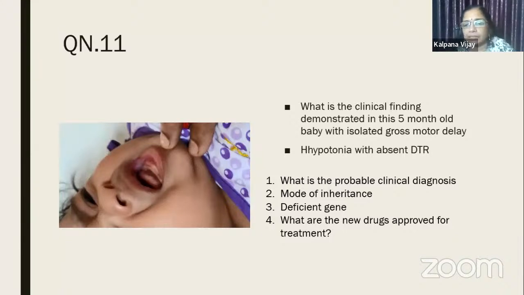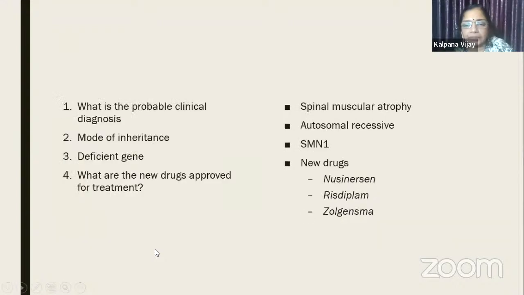What are the new drugs? They are written: nusinersen, risdiplam and Zolgensma. So what are these drugs? Nusinersen acts by enhancing the production of SMN2 by an antisense oligonucleotide. Risdiplam also acts by that. The difference is nusinersen has to be given intrathecally because it does not pass the blood-brain barrier. But risdiplam is an oral drug. You can give it as a solution. And Zolgensma is the genetic treatment.